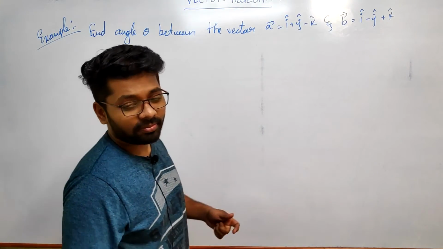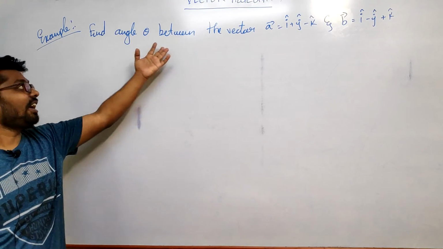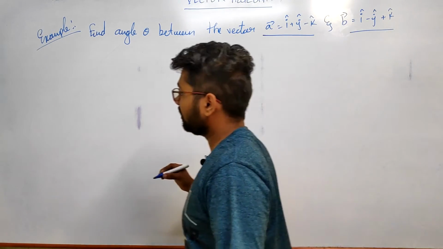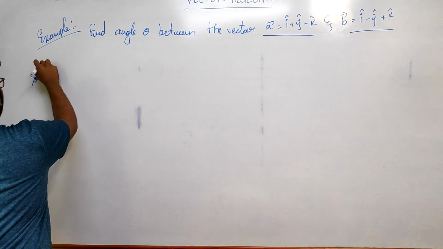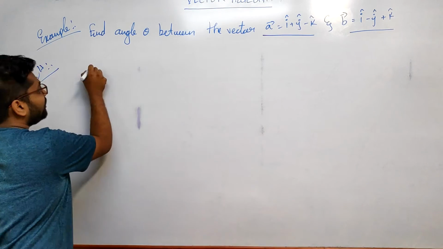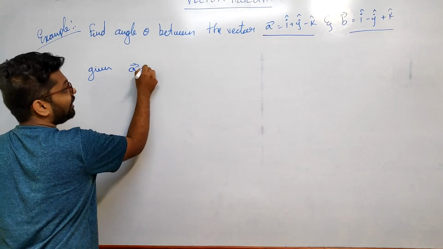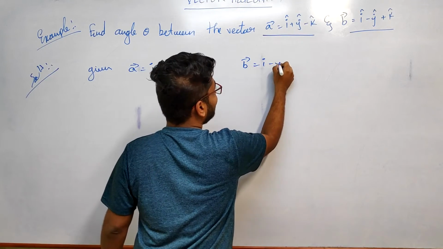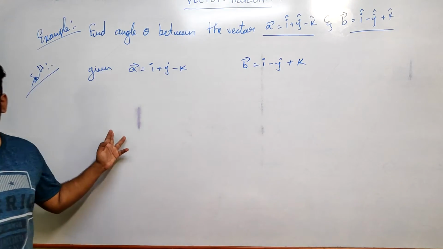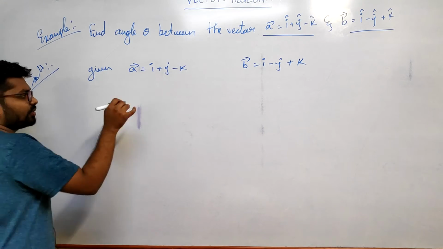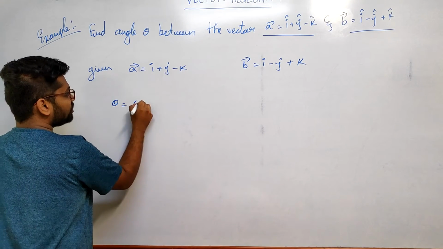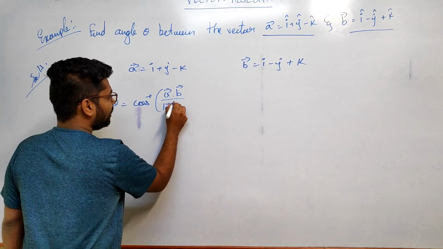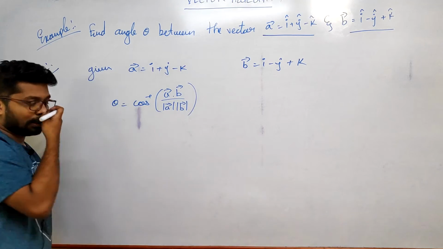Now let us solve the next problem. Here again they are asking for the angle theta between the two vectors. The two vectors they have already given: this is the a vector, this is the b vector. Okay, the solution we will find. Now what is given? We have a bar as i plus j minus k and b bar as i minus j plus k. So these are your two given vectors. Now out of these two vectors you have to find the following. Theta is equal to cos inverse of a bar dot b bar divided by mod a bar and mod b bar. So this is the formula.